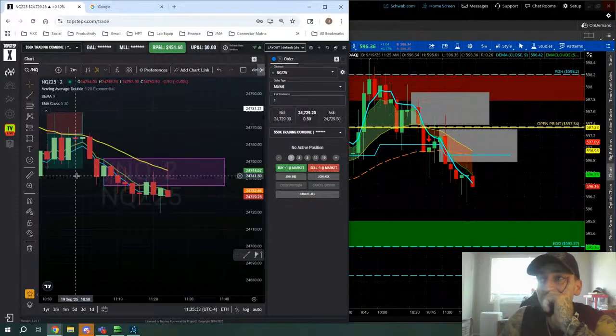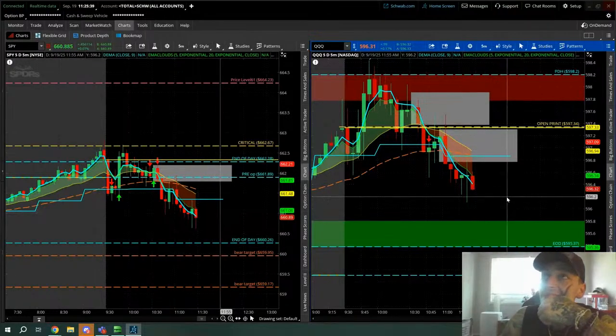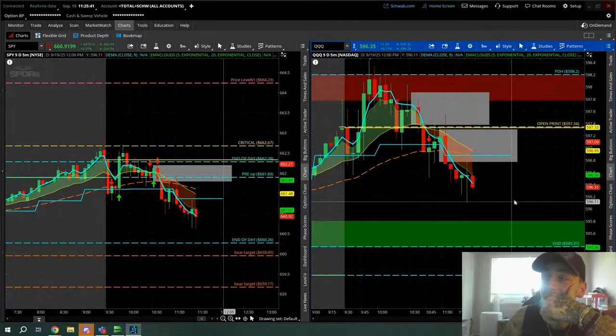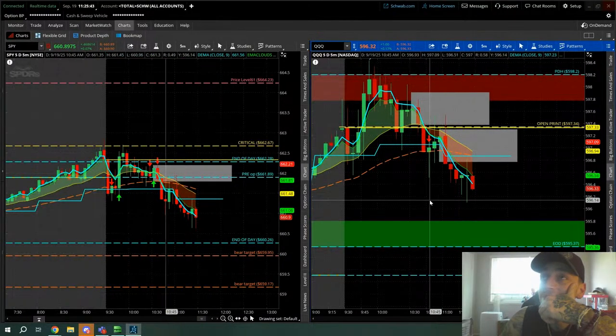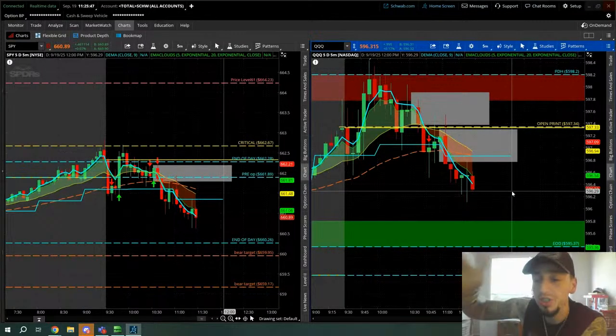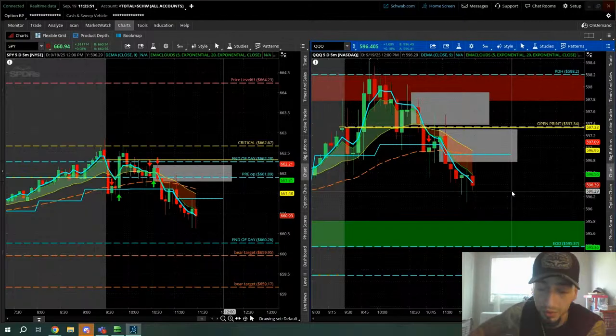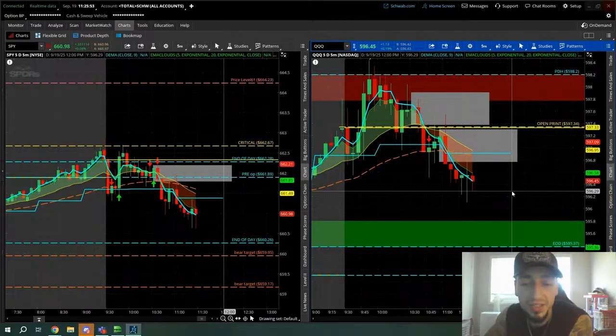There he goes. Damn. Fuck. That's on me. I could have gotten that. That's on me. But yo, guys, do you see how these area values hold? Like they don't always hold, but when they do, we should definitely be trading with them. Like we really should.